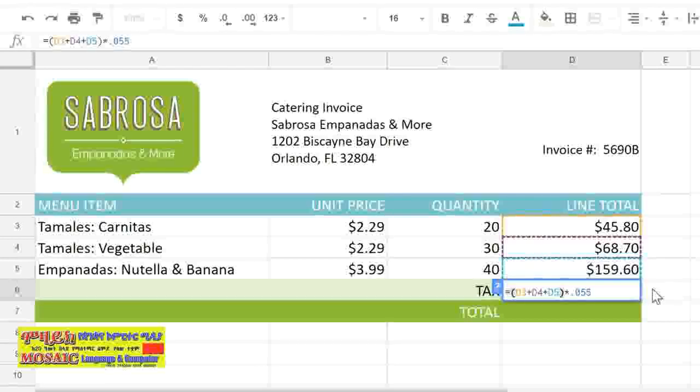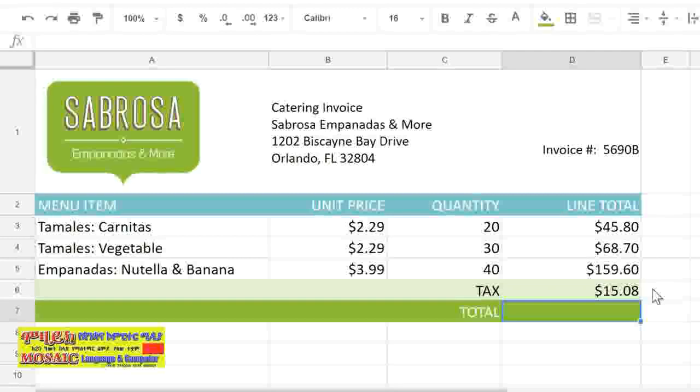Parentheses are often the best way of controlling which parts of the formula are calculated first. And when this formula is calculated, we can see that the answer is $15.08. So whenever you're doing a complex formula, just remember to follow the order of operations. Then you'll get the correct answer every time.